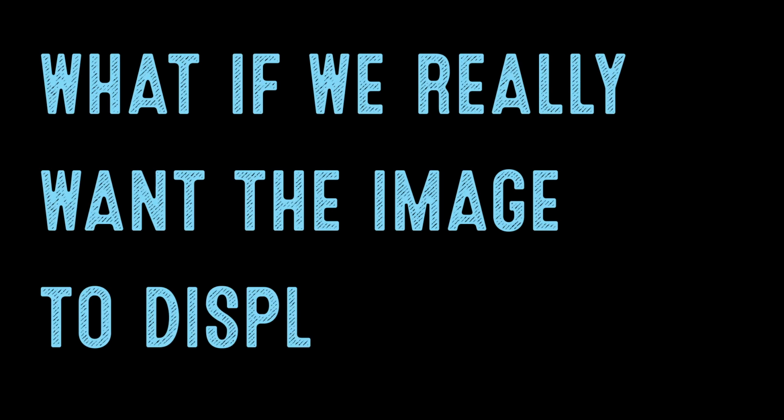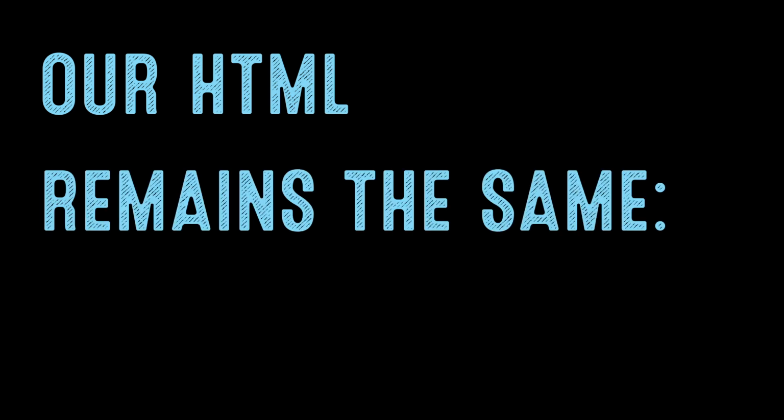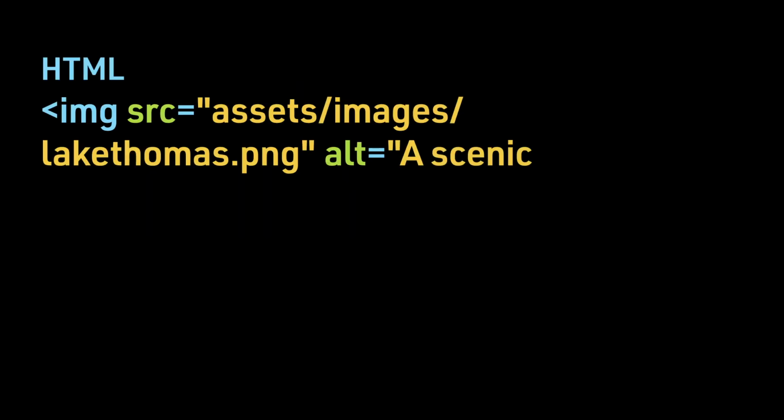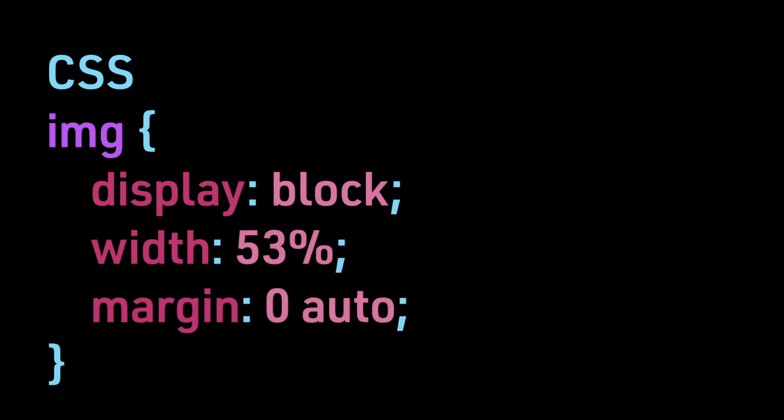What if we really want the image to display at the original fixed width size and be centered in the space? Our HTML again remains the same. In order to center the image, we must turn our image first into a block element. So we need to add a CSS rule for display and set it to block. We will set the width to 53%, which is approximately the same as our fixed width of 600 pixels.